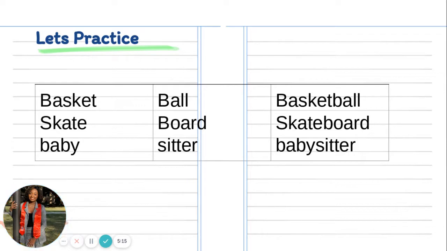We know what a skate is. A skate is an object that has wheels on it that you put on your feet and you can move around much faster. And a board is just usually a flat piece of material. So if we put skates on a board, if we put some wheels on a board, we get a skateboard. And lastly, a baby. We all know what a baby is. A baby is a little teeny tiny human, and a sitter is someone that watches over something. So if we have baby and sitter, we can imply that a babysitter is someone that watches babies.